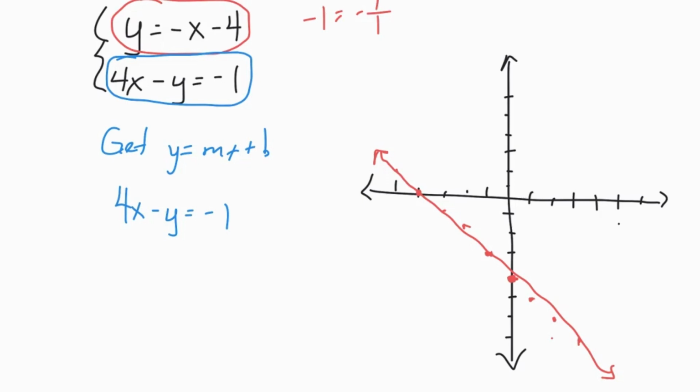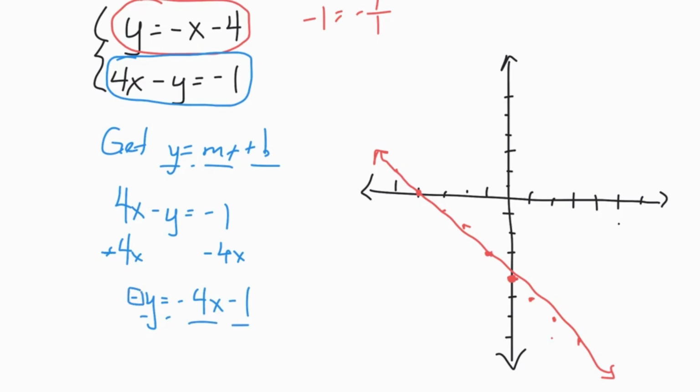To solve it for y, we need to start moving away this x. Let me get rid of that underline. I need to subtract 4x, and then rewrite. So this will be negative y is equal to negative 4x minus 1. And I'm starting to write it in y equal to mx plus b.